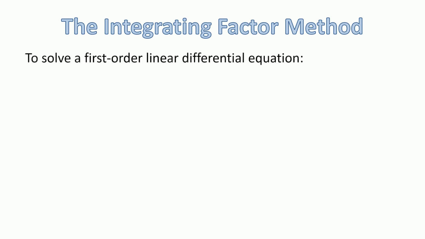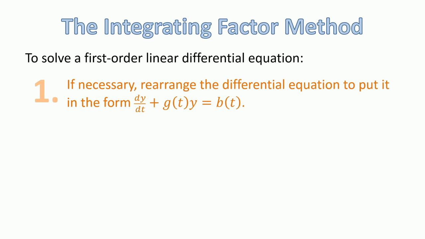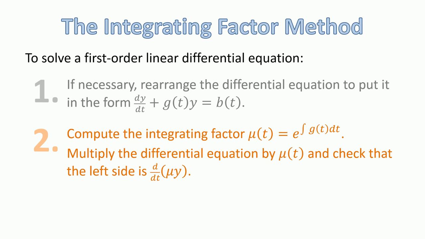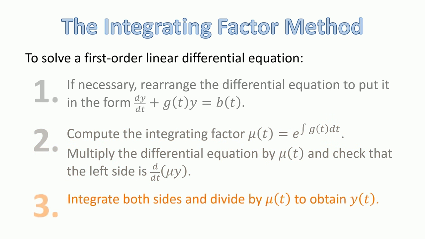Let's summarize the steps of the integrating factor method to solve a first-order linear differential equation. First, if necessary, rearrange the differential equation to put it in the form dy/dt plus g of t times y equals b of t. Second, compute the integrating factor mu of t equals e to the integral of g of t dt. Multiply the differential equation by mu of t and check that the left side really is the derivative of mu times y. Third, integrate both sides and divide by mu of t to obtain y of t.